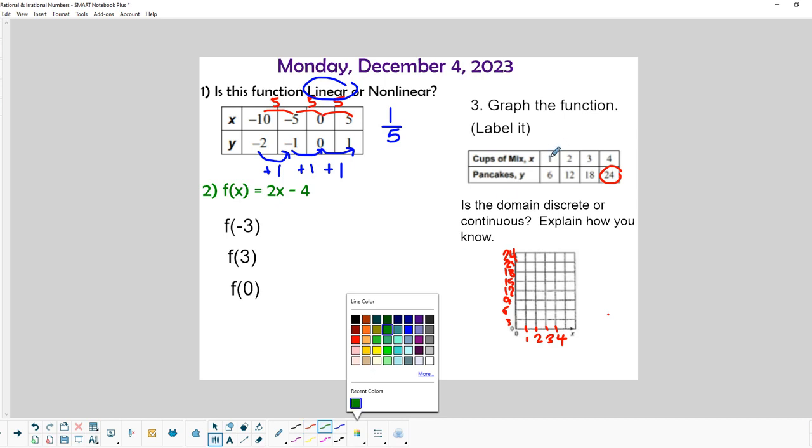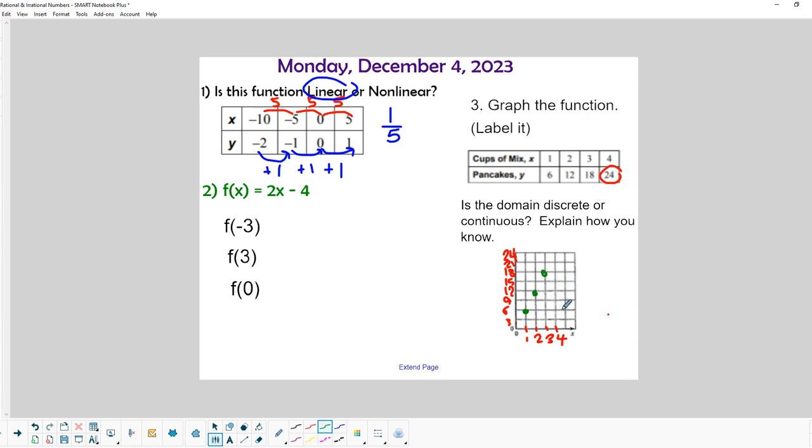So let's graph our information. 1 cup of milk, 6 pancakes. 2 cups of milk, 12 pancakes. 3 cups of milk, 18 pancakes. 4 cups of milk, 24 pancakes. So there's our graph. And now the question is the domain discrete or continuous? And since we can count pancakes and we can count cups of milk, because we're doing it a cup at a time, this would be a discrete domain. So there we go with that.